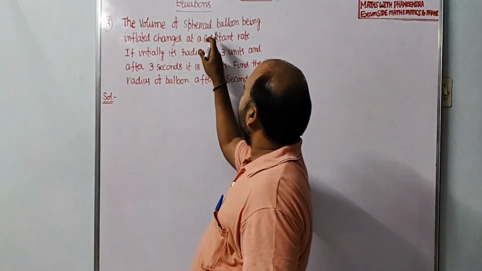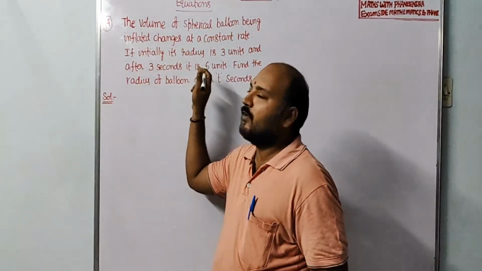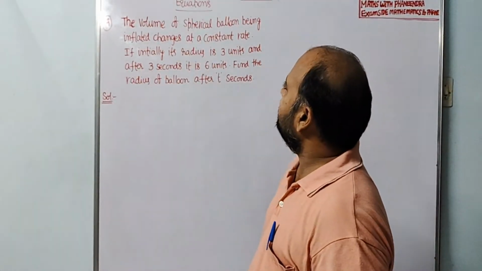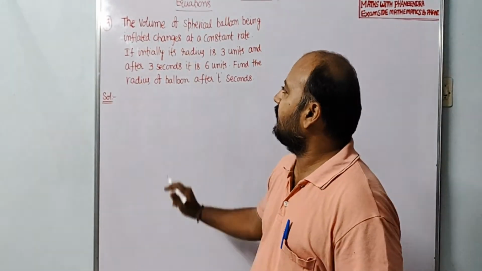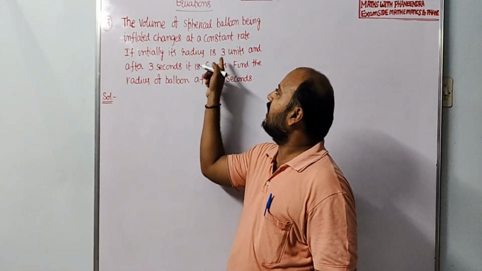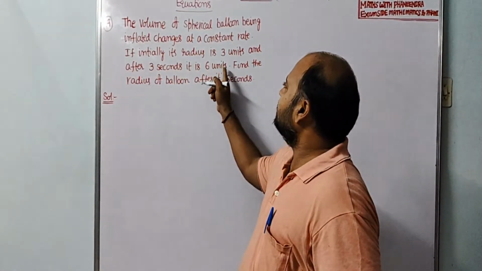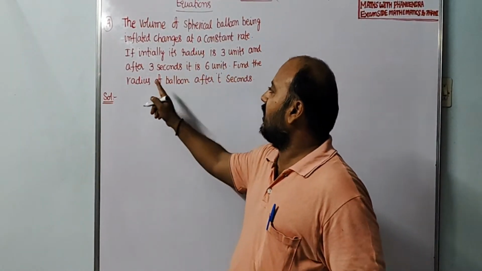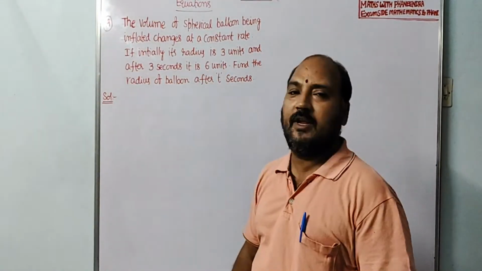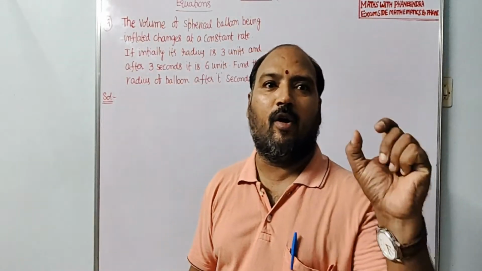The volume of a spherical balloon being inflated changes at a constant rate. If initially its radius is 3 units and after 3 seconds it is 6 units, find the radius of the balloon after 3 seconds. They are asking to find the R value.